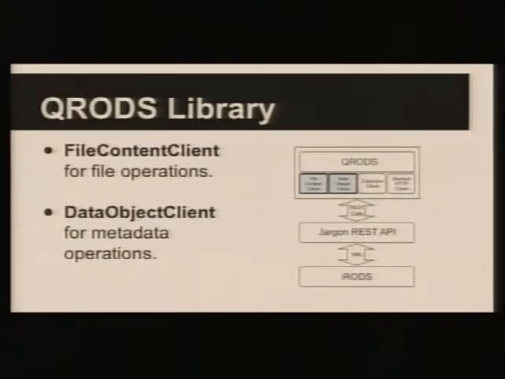I'm going to talk a little bit more about the clients of our architecture. So we have the file content client for file operations. By using it, we can perform download and upload operations for files. We can also use the data object client for metadata operations. By using it, we can download or upload metadata information from an object or collection.